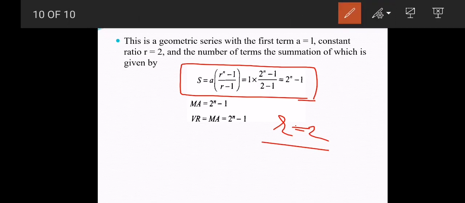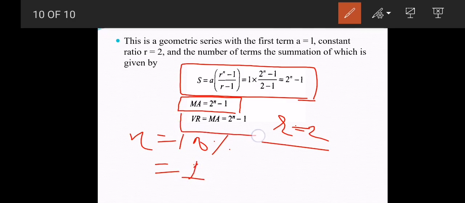And when we put it in MA, we will get 2 to the power n minus 1. And for an ideal machine, efficiency will be 100%, which means the value of efficiency will be 1. So VR is equal to MA, so it will be 2 to the power n minus 1.